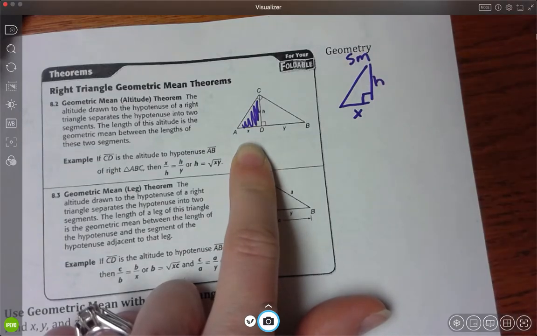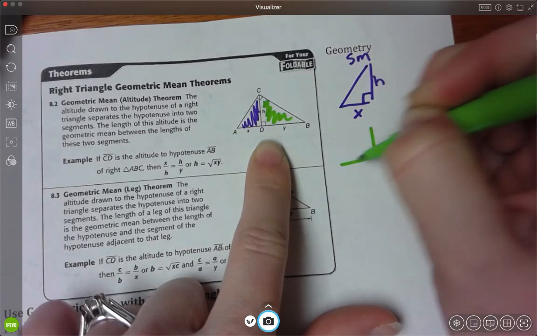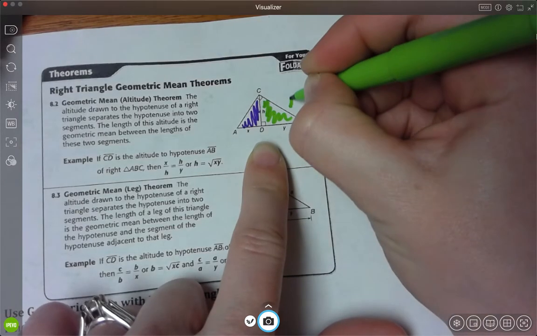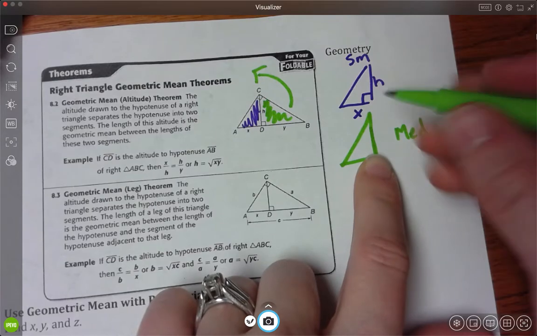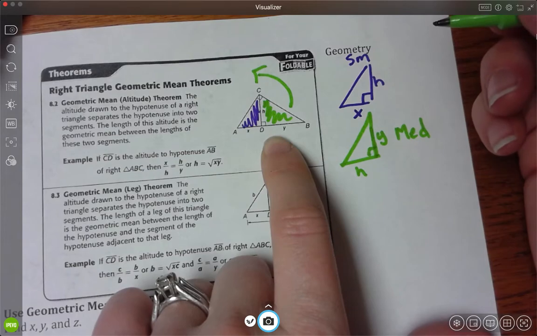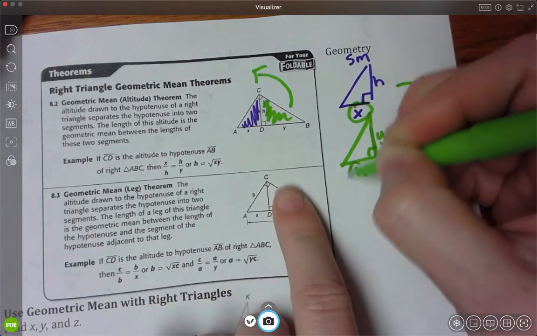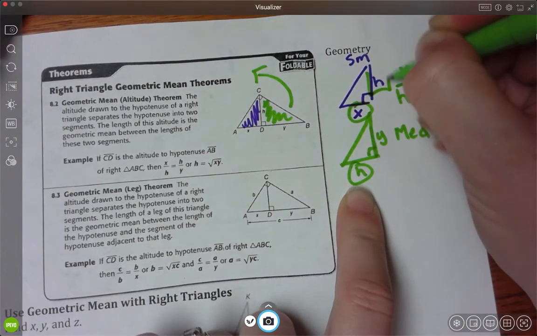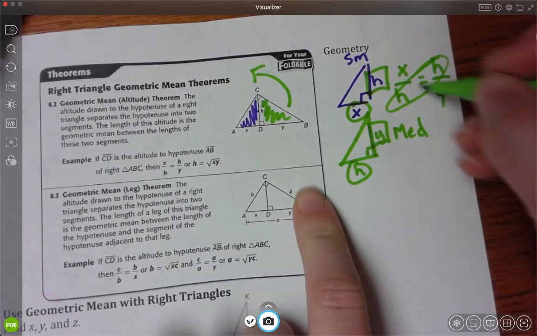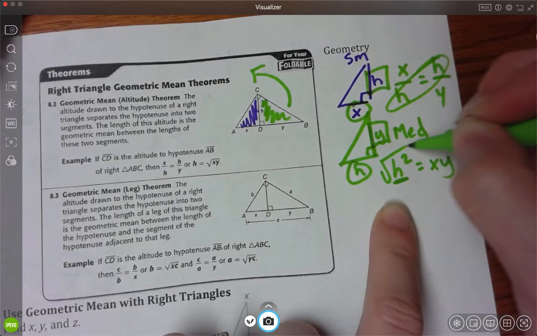Then if I flip over to this triangle, this medium size one, I'm going to turn him right side up so that he's facing the same direction as the small one. I've just taken this guy and flipped him up so that he's sitting this direction. H will be the bottom side and Y will be the right side. So what I can do then is set up a proportion where I have X over H is equal to H over Y. Then I can cross multiply, and again I'm going to end up with H squared equals XY. So that's that geometric mean where I'm going to end up taking the square root.